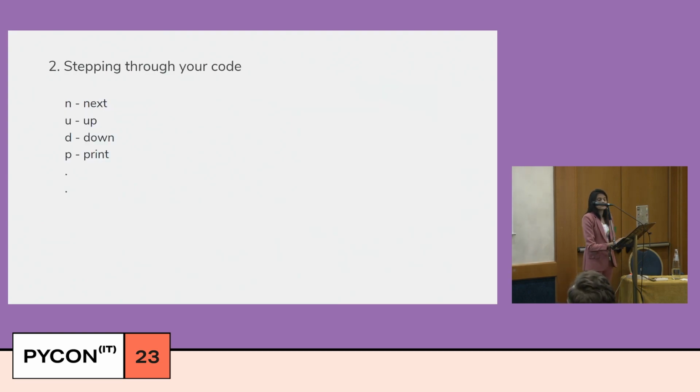Next thing I'm going to talk about is stepping through your code. You can simply use n, which is short for next, u for up, d for down, and p for print. And you can very easily navigate through your entire code in the interactive shell itself.